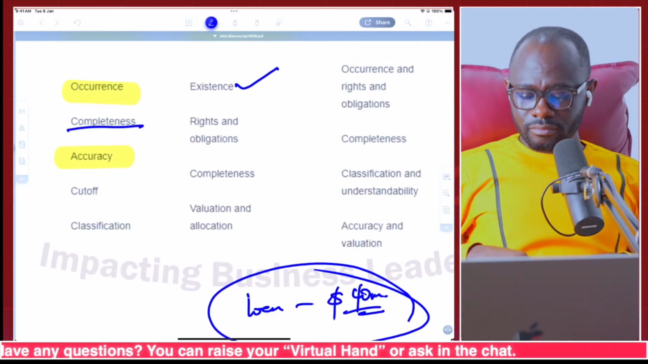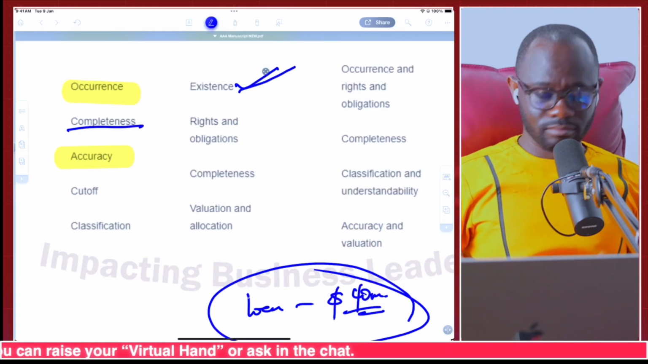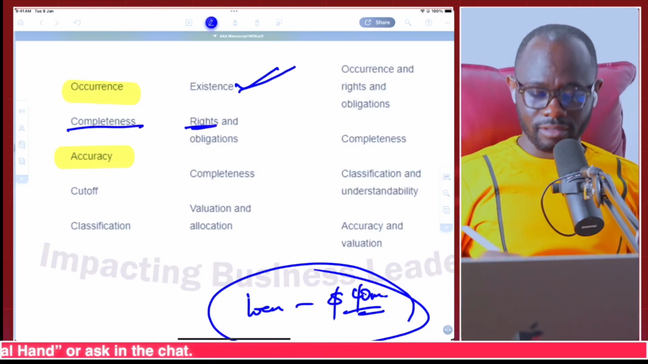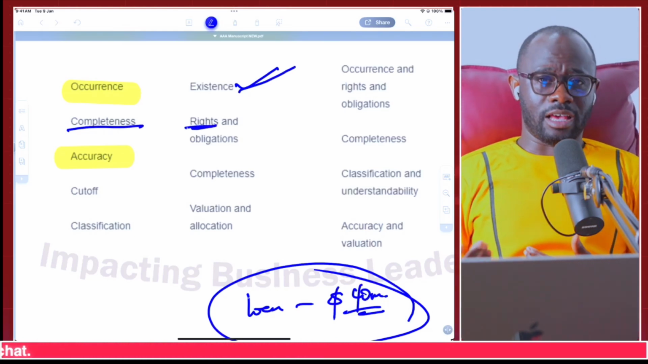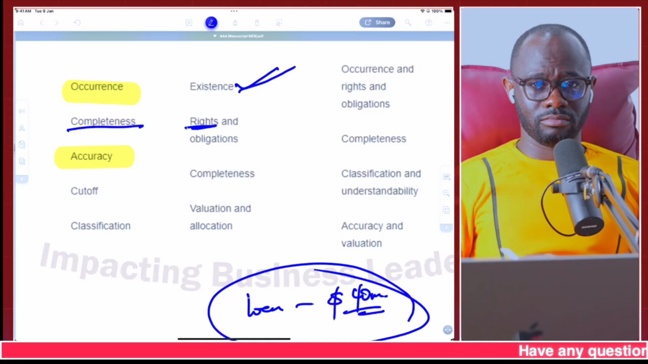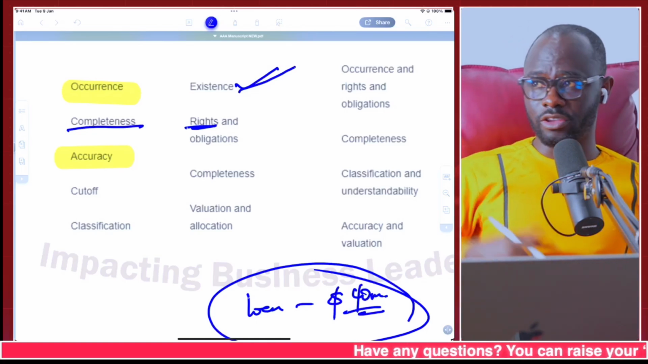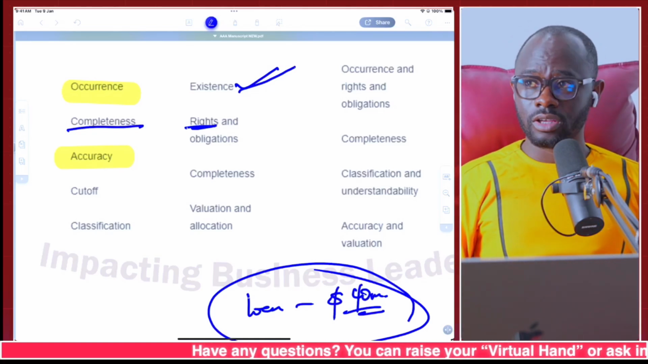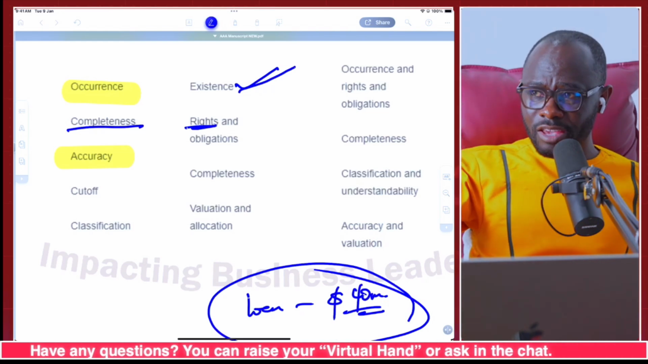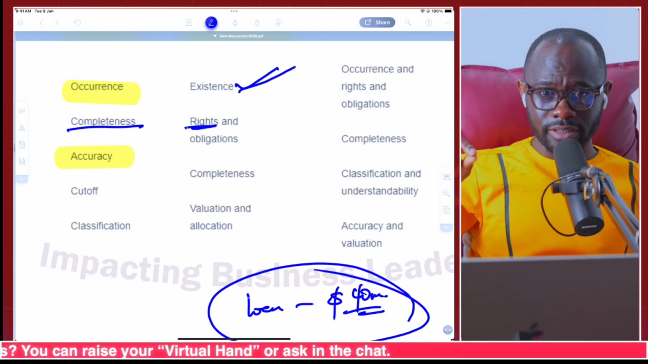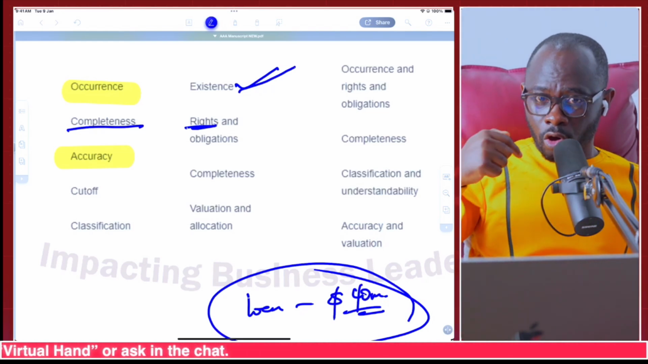All right. So existence, pretty important, right? For assets. As I mentioned earlier, the assets, do they belong to the company? So you attended an inventory count. You want to find out the closing inventory that the entity has recorded. Do they all belong to the company?